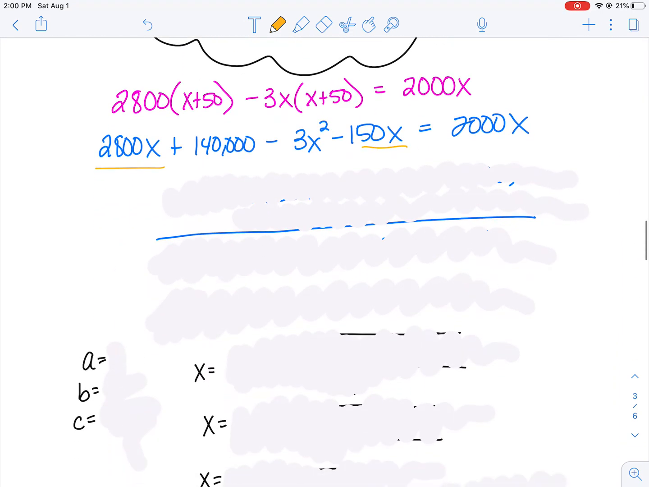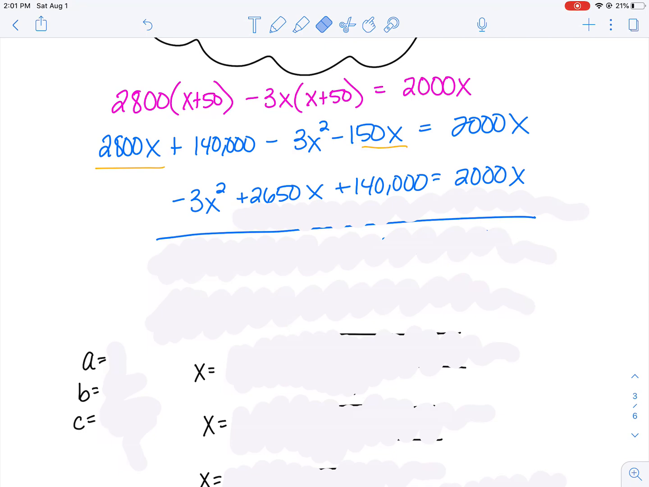All right, here we go. Let's go ahead and combine the 2,800x and the negative 150x because they're on the same side of the equation. I put it in order a little bit where I put my negative 3x squared first, then I put my 2650x second, and then I put my positive 140,000, and that's equal to 2,000x.